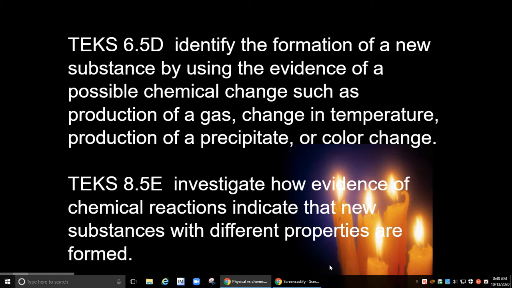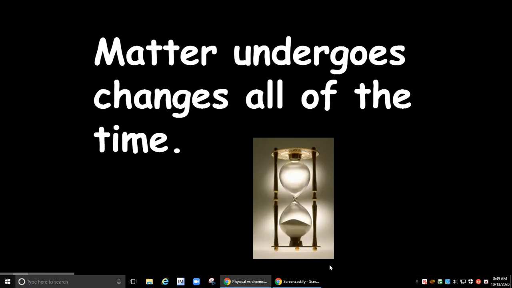Okay, so again, this is to review the sixth grade stuff that you learned, and then eventually we will be talking about what the evidence is that we're looking for in chemical reactions. So first thing, of course, we need to understand is because of the law of conservation of mass, matter can never be created or destroyed. All it can do is change form.